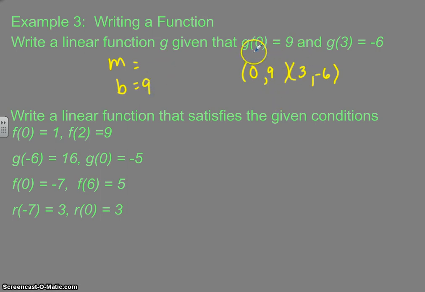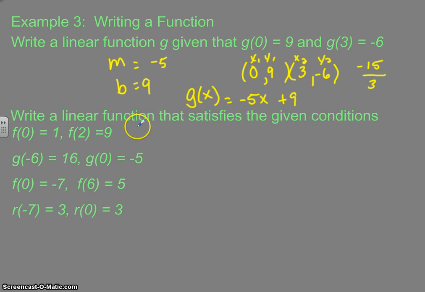Okay, now the slope, remember, x1, y1, x2, y2. I've got negative 6 minus 9, that's negative 15, over 3, that's going to be negative 5. Now I'm going to write the equation. I've got the slope, got the y-intercept. I'm just going to call it something different than y. It's going to be g of x equals negative 5x plus 9. Okay, very simple. Let's look at the next one.